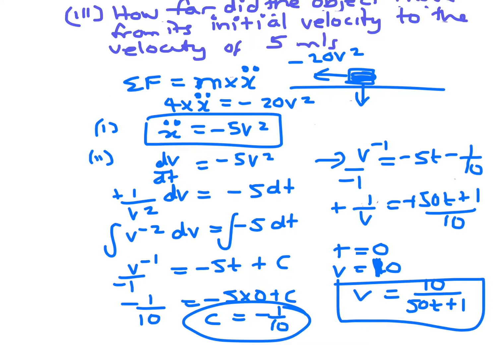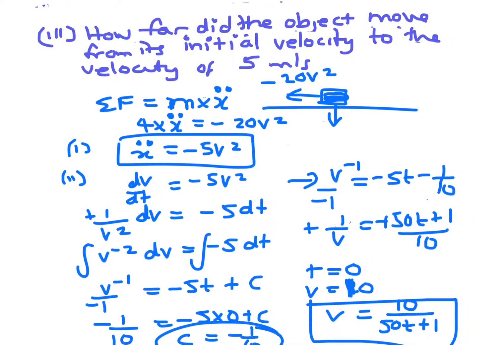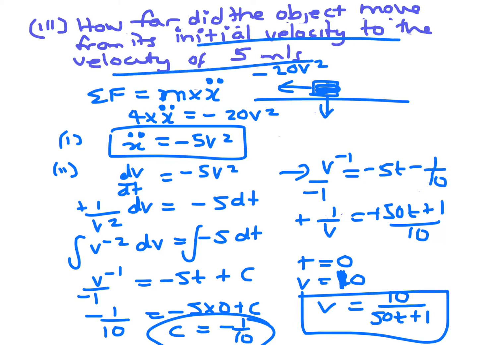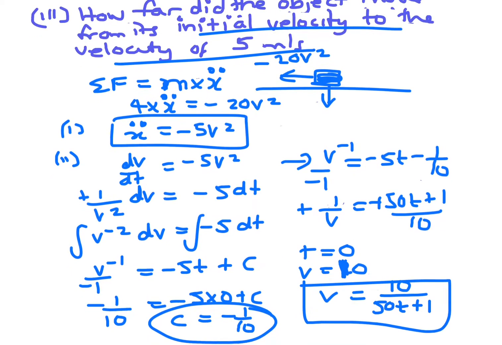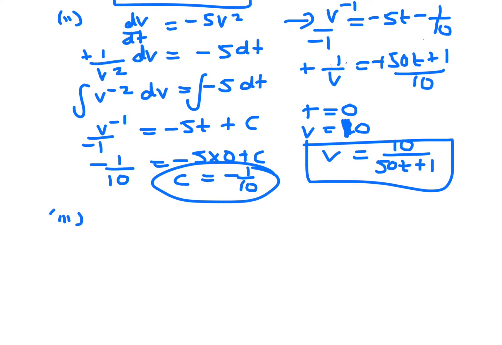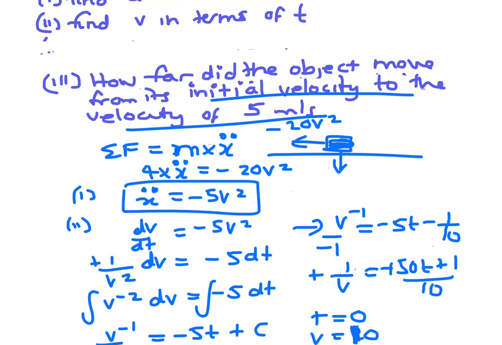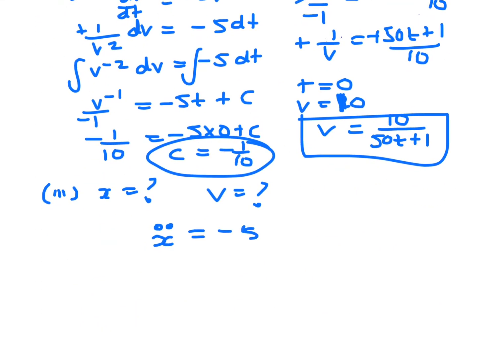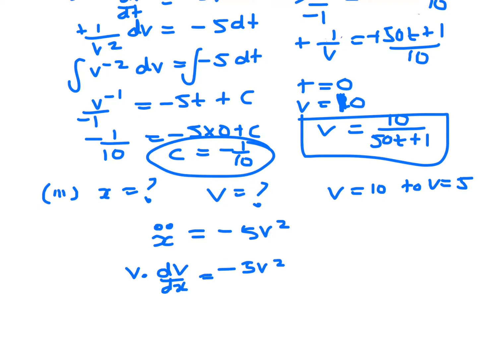Okay, so that's done. Now the last part, how far did the object move from its initial velocity to a velocity of 5 meters per second? So how far means we're after x, and we're given velocities. So if we start with the acceleration, let's go back up and just double check, minus 5v squared. And we're talking from v is 10 to v equals 5. So replace that with v dv on dx. Always use that as your first port of call.